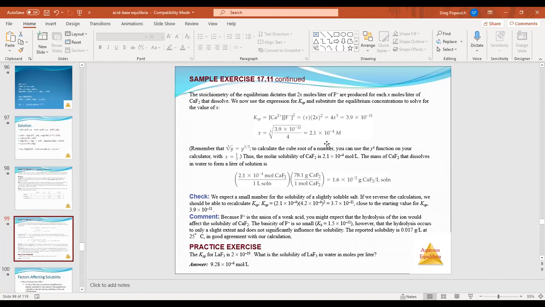So this is how much calcium fluoride dissolves in 1 liter. I want to know grams per liter. So I multiply it by the molecular weight. This gives me the grams of calcium fluoride per liter of solution. The important part of this is the top part.